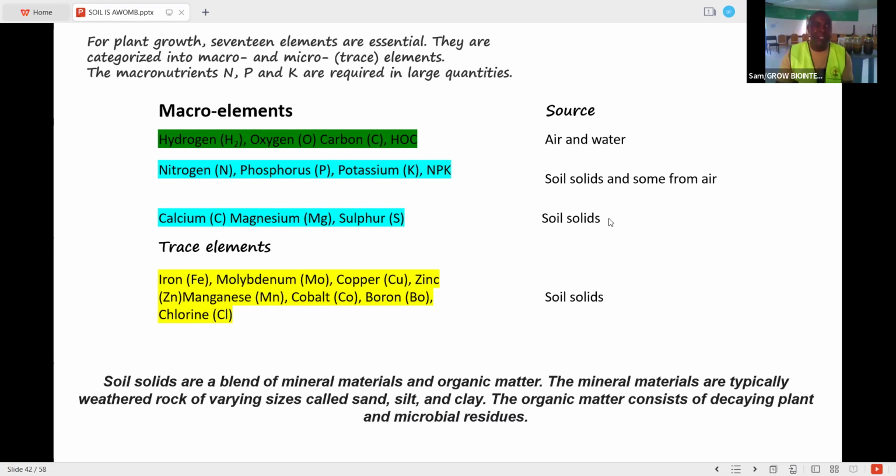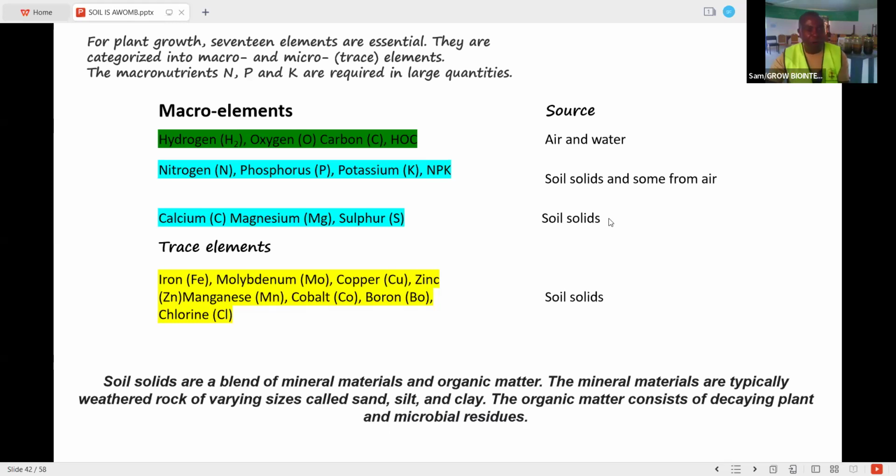Our work starts with the macro elements. NPK, nitrogen, phosphorus, and potassium. These are macro elements, the 3 elements that are required in very high amounts in the soil so that the plants can take them up. They are needed and required in high amounts. Those 3. And then the second 3 are also macro elements or macronutrients, but are required in a bit lesser amounts: calcium, magnesium, and sulfur.